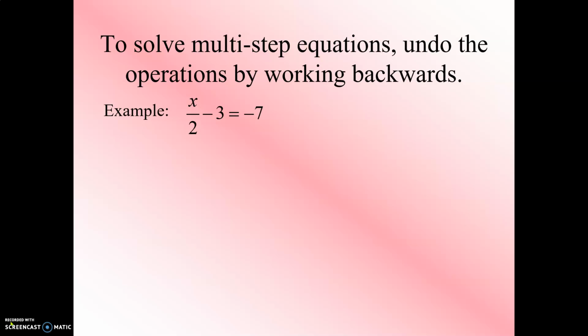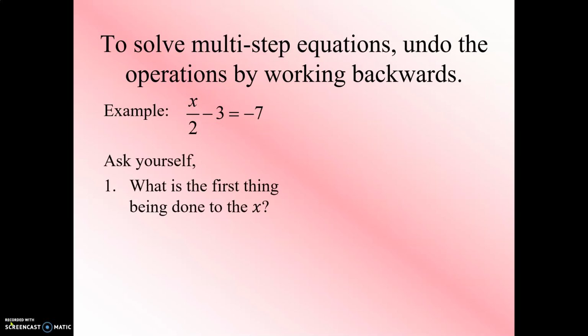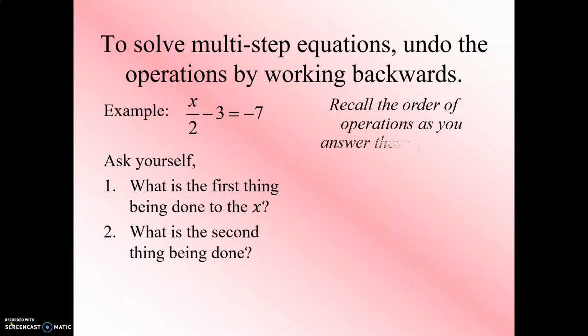When we have multi-step equations, we want to undo those operations by working backwards, which we call the inverse. So when you see an equation, you want to ask yourself, what's the first thing being done to the variable? In this case, x. Very often we use x, but not always. What's the second thing being done? And recall your order of operations as you answer these questions. So you want to ask yourself, what's the first thing being done to the x? What's the next thing being done?